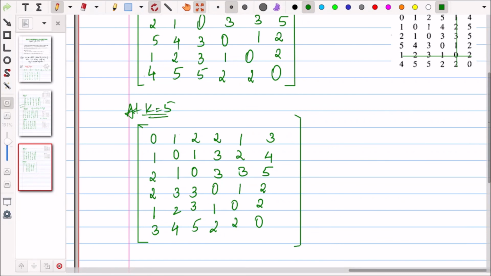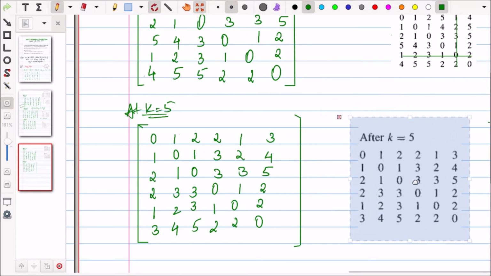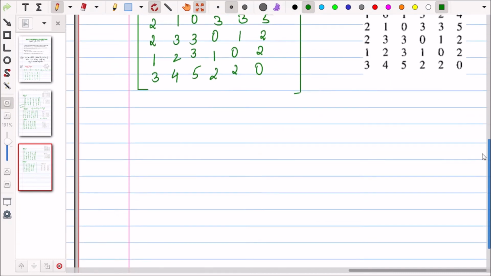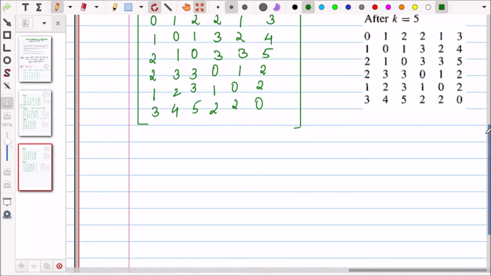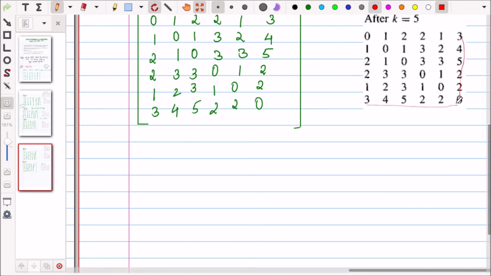Fine. Let us just match the answer what we get. 1 2 2 1 3 1 3 2 4 3 3 5 1 2 2. Fine. Okay. So last step. So now we are going to add this column with this, right?